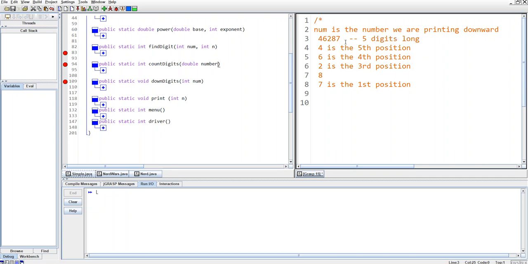So you could use that method to determine how big is my number. Once you know how big the number is, then you can use that information to pull out that very first position, and then the next position, then the next position, then the next position, etc., until you get to the last position. So use the methods and the tools that you've already created in a way that makes this method very, very simple. You know, I'm talking like three lines of code for down digits. So if you think about the tools you already have, it should make this a lot simpler.